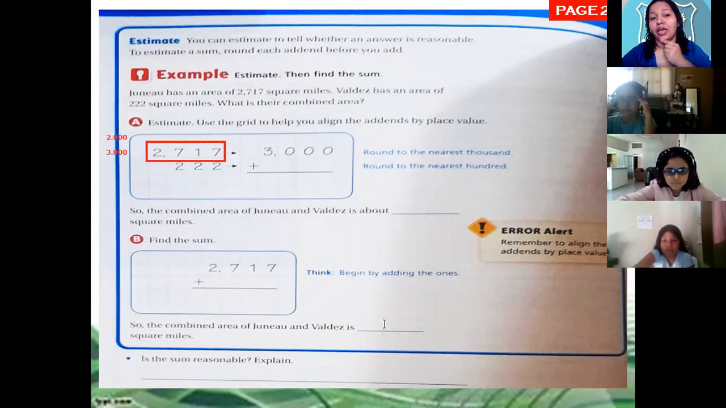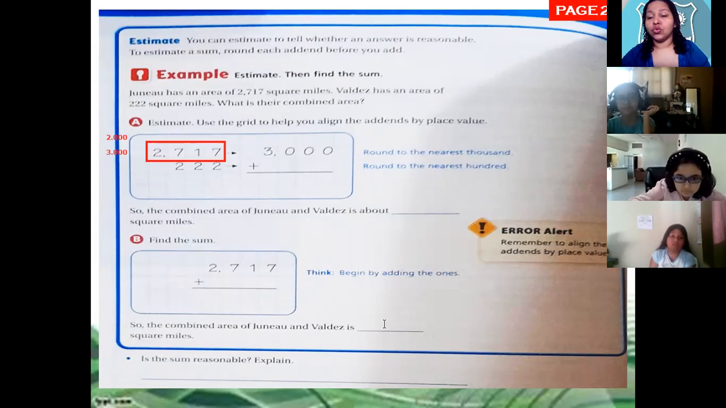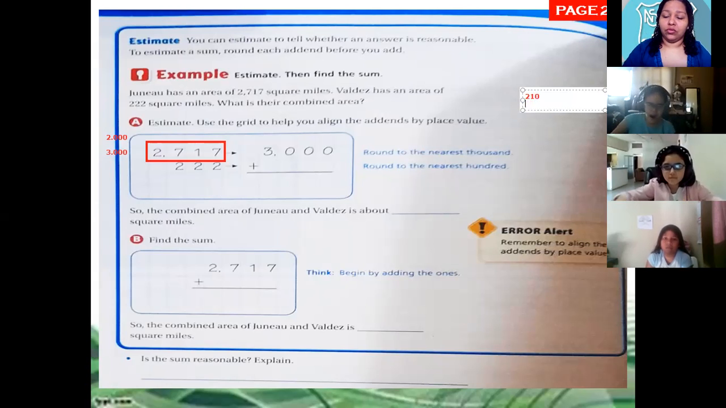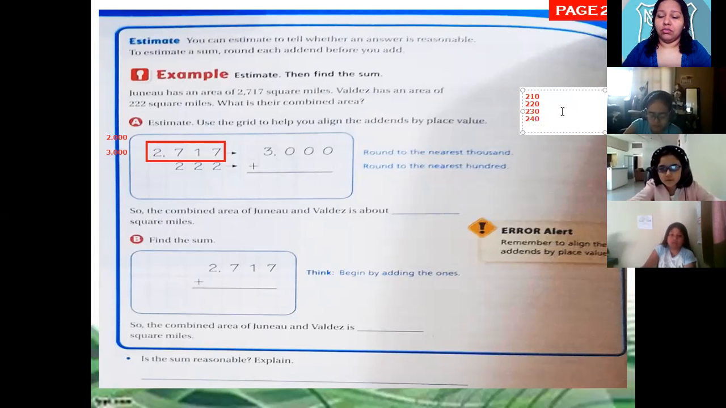300. Okay, so over there we had 222. Is it closest to 300 or 200? 200. It is not close to 300, I'm going to tell you. If I have 200, 210, 220, and then I say 230, 240, 250, 260, 270, 280, 290, and 300.